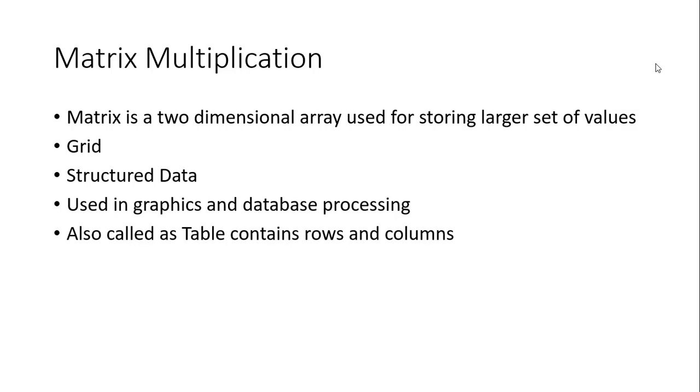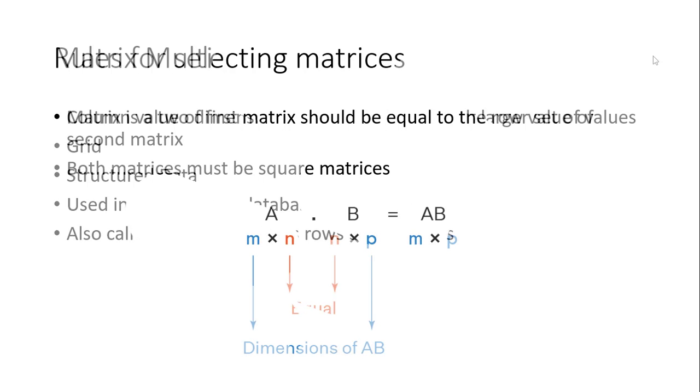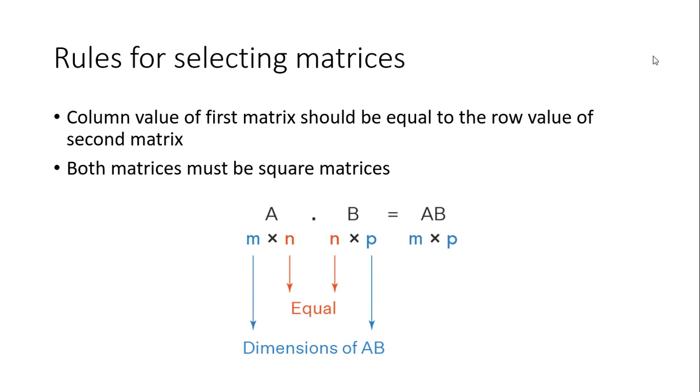In mathematics, matrices are used in algebra for solving equations. In the field of computer graphics and database processing, matrices are used for storing a larger amount of data. From the database point of view, a matrix is referred to as a table and has rows and columns. By using matrices, we can do matrix addition, subtraction, multiplication and transpose. Here we are going to do the matrix multiplication process, so we must know the rules for doing matrix multiplication.